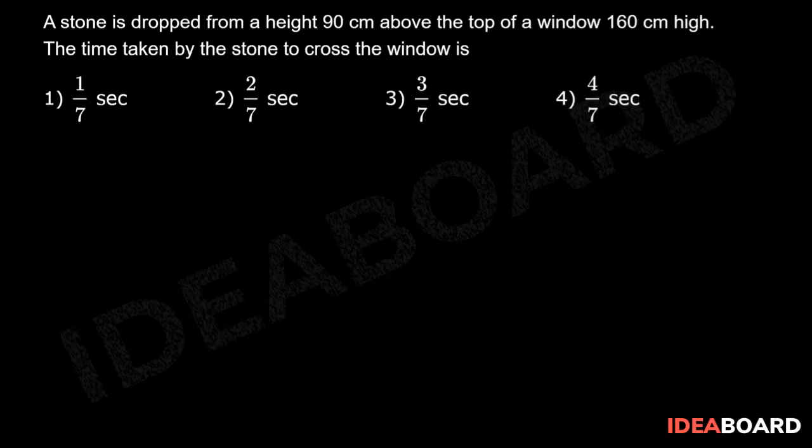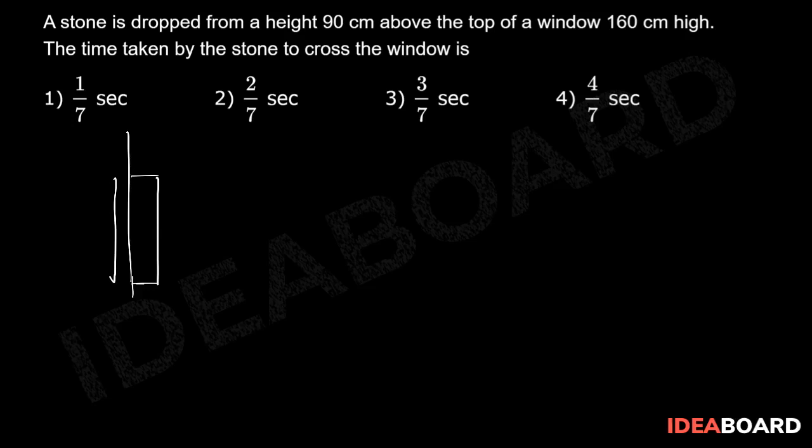A stone is dropped from a height 90 centimeter above the top of a window 160 centimeter high. The time taken by the stone to cross the window. So understand the situation. Suppose that this is the window somewhere at this point.